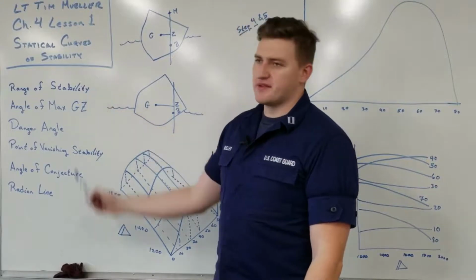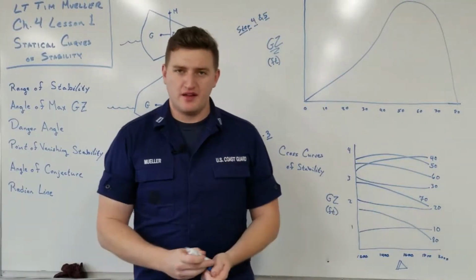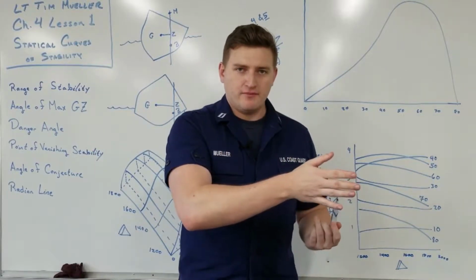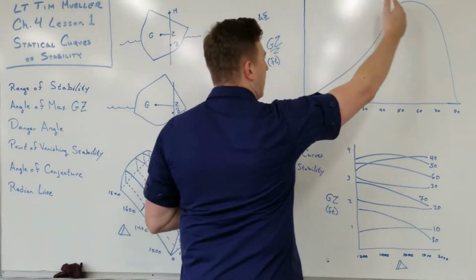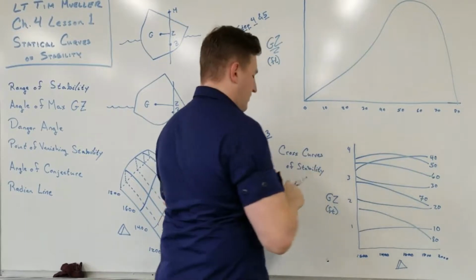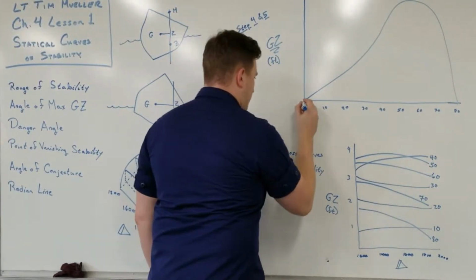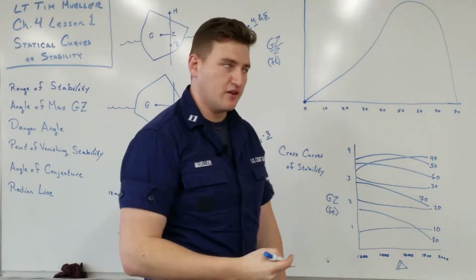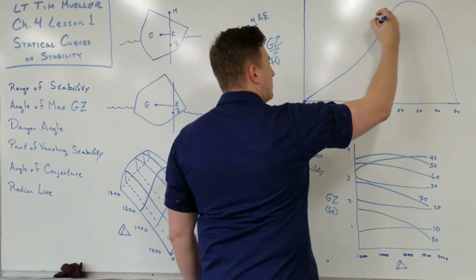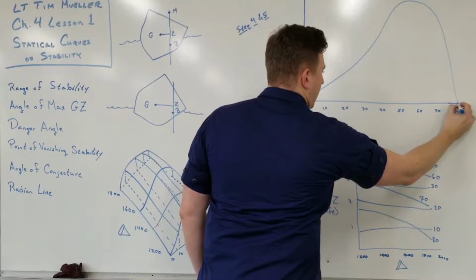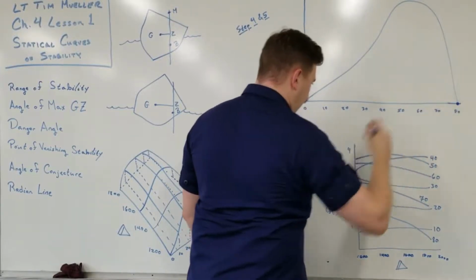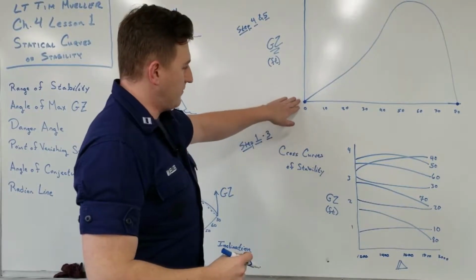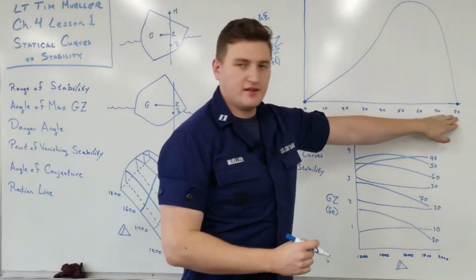We have range of stability, and that's pretty much exactly what it sounds like. Range of stability is where we have a 0 righting arm, goes up into the positive, and then where it comes back to 0. So if we have a 0 righting arm at 0 here, assuming the center of gravity is directly on the center line, then we have positive stability all the way through here, and then it comes back to right around 80 in this example. That would be our range of stability. The range of stability would be from 0 to 80.